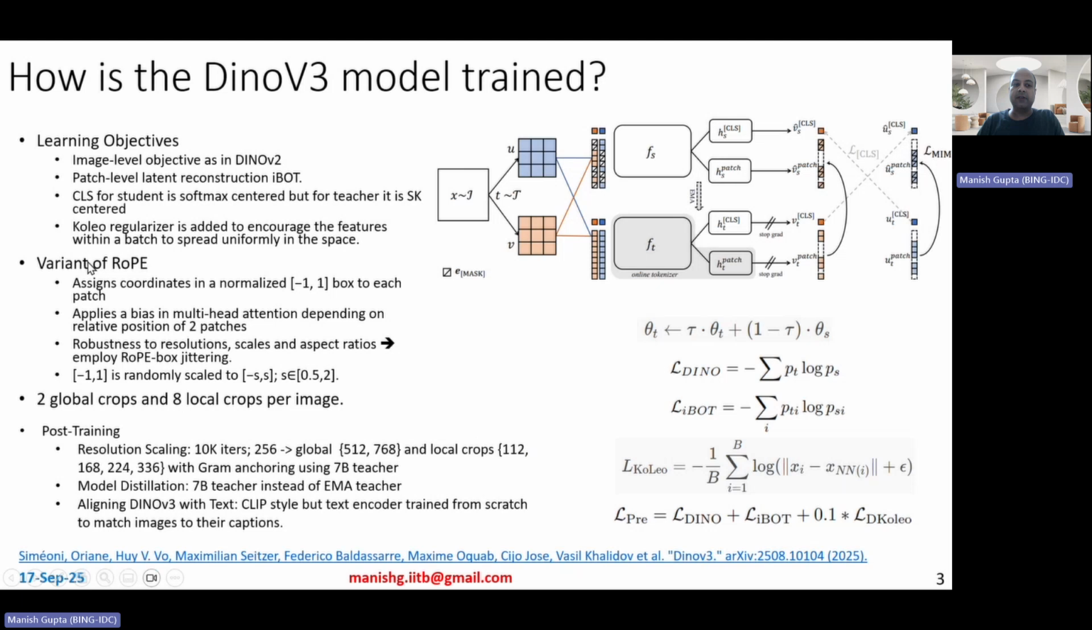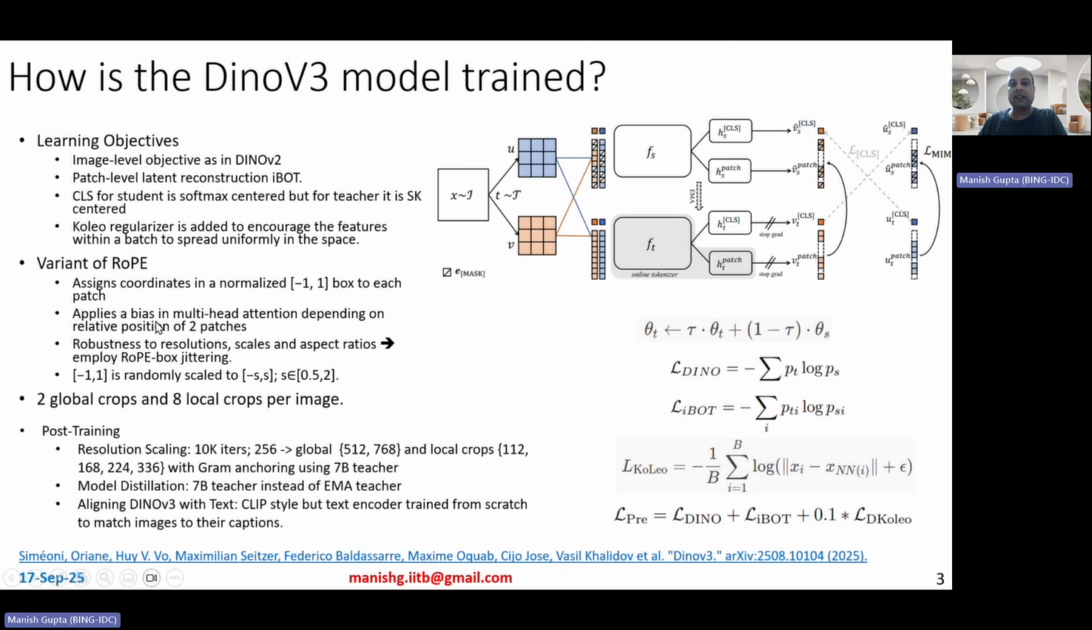DINOv3, however, uses a variant of RoPE embedding. So rather than using the standard rotary position embedding, they assign coordinates in a normalized -1 to 1 box to each patch. So remember, patches are sort of tiles in the image. So there is two-dimensionality there, right? So essentially, therefore, what you want is a two-dimensional RoPE representation, right? So the coordinates are assigned in a normalized -1 to 1 box.